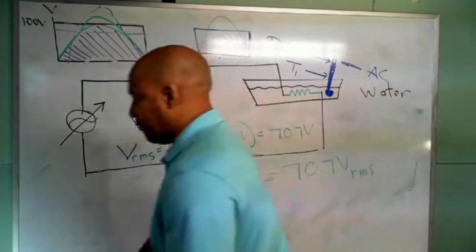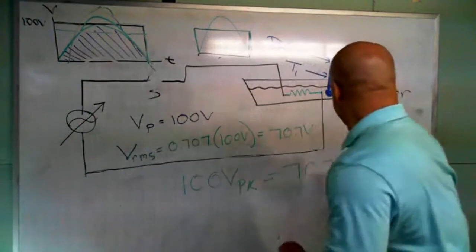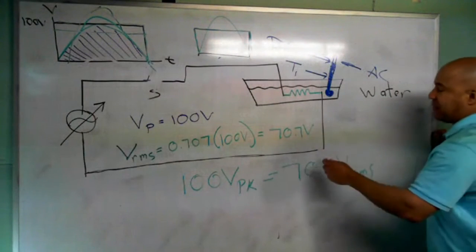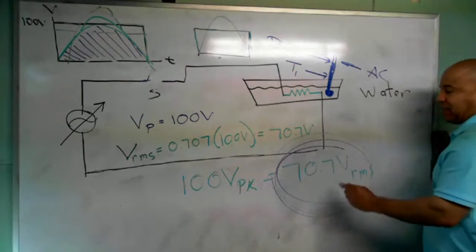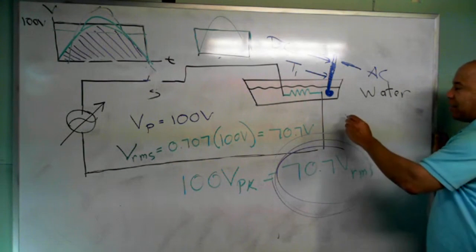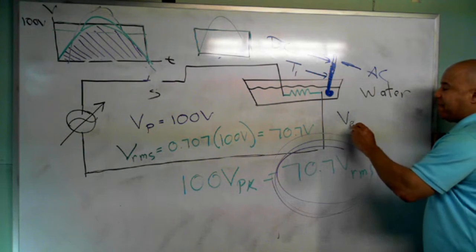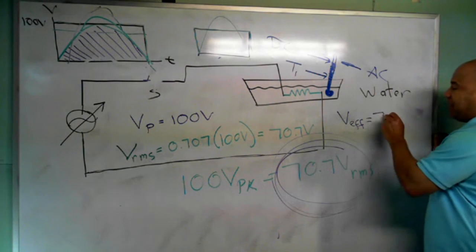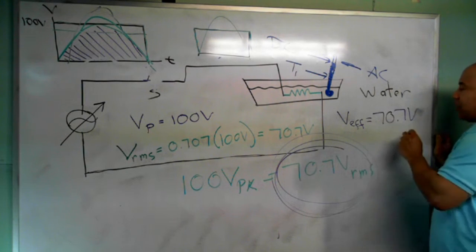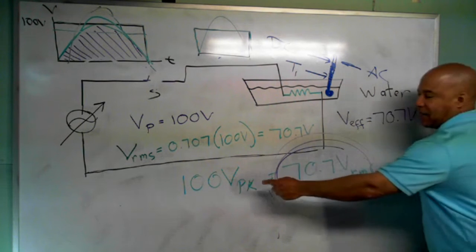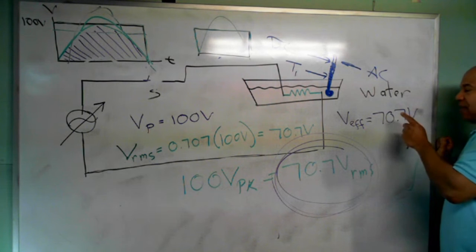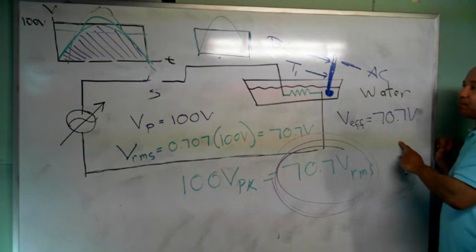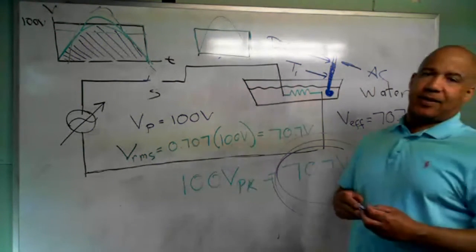So now you know the meaning of effective value. Effectively, this is doing the same amount of work as a 70.7 volt battery. So they call that the effective value. V effective would be 70.7 volts. So effectively, this 100 volt peak is doing the same amount of work as a DC battery that's 70.7 volts. So hopefully that is clear.